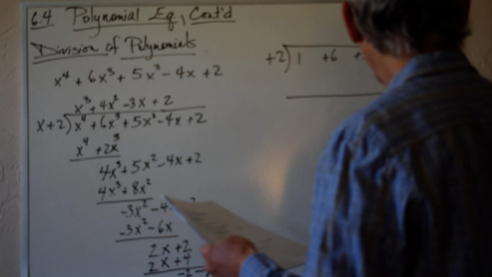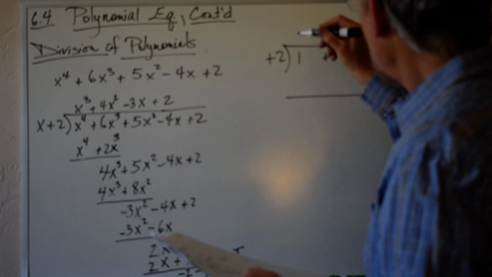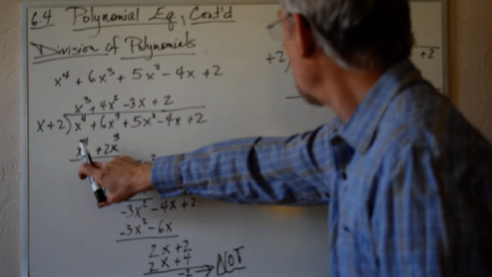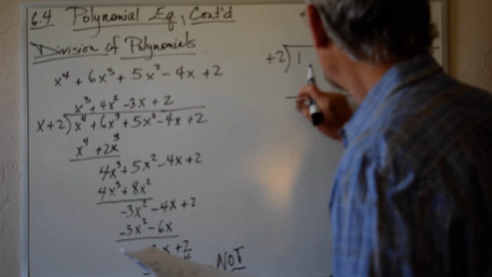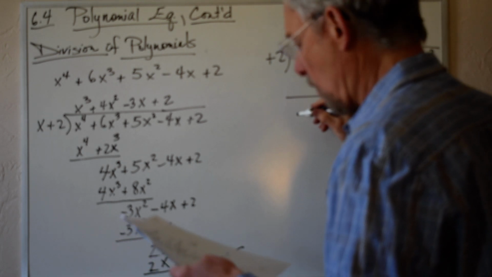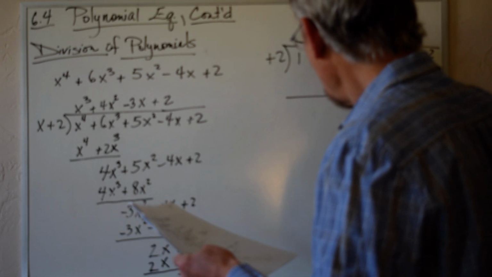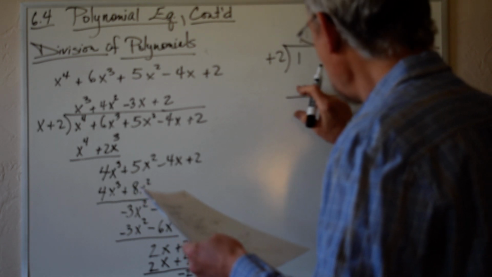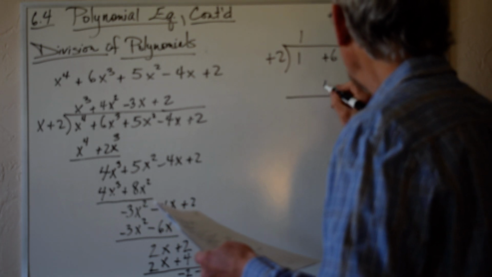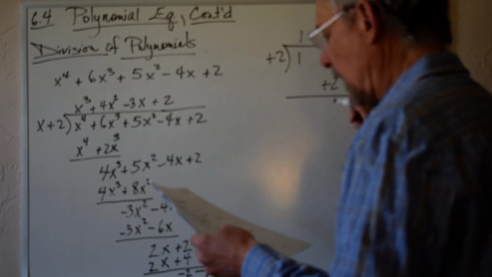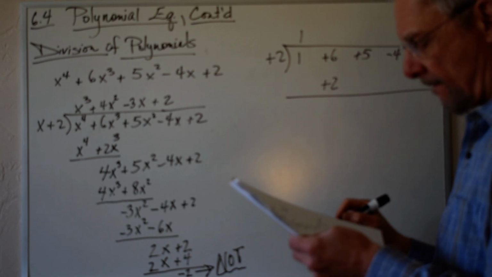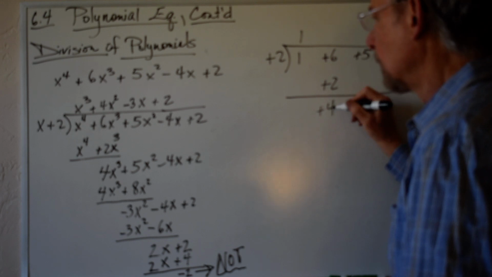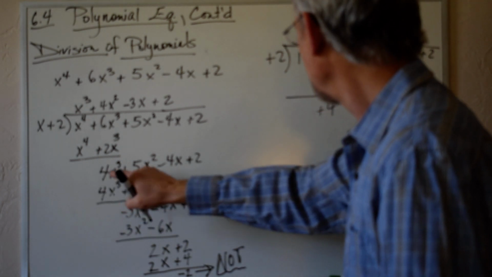So, I need to multiply by 1 to get rid of the x to the 4ths, right? So, that 1 goes there, and that'll wipe out that. And then 1 times plus 2 goes in this column, and it gives me a plus 2. I subtract, and I get my plus 4. Just like I did here.